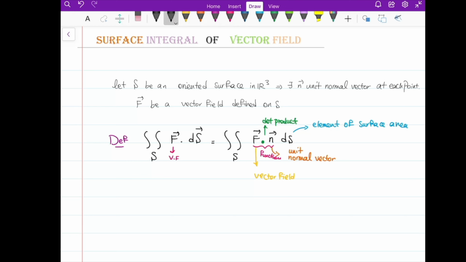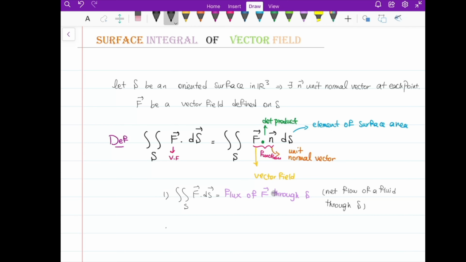Okay, so now there are some notes. The first one is that the double integral of F dot ds, which we define it like that, is actually flux of the vector field F through S. And by flux, I mean the net flow of a fluid through S. Basically, the amount of energy of the vector field through S.